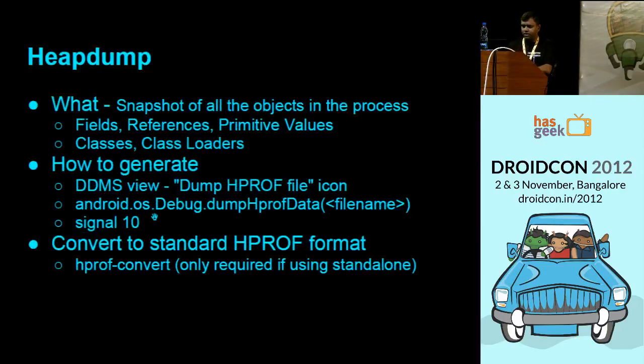The other option is if you know at a particular point in your code you're running out of memory or you're getting an error at some point, and you want to create a heap dump at that precise point, you can use this OS call, android.os.Debug.dumpHprofData. You have to supply it a file name. Make sure that the file is world writable so that it can dump. Otherwise, you can send a signal, but that will work only in an emulator.